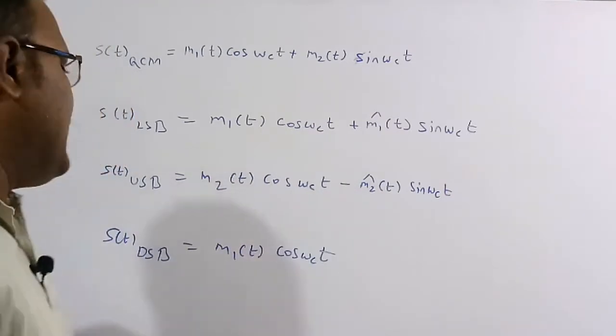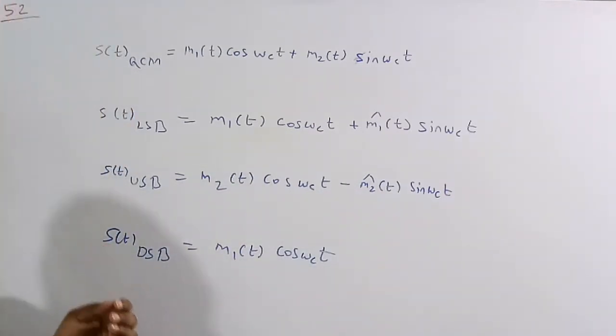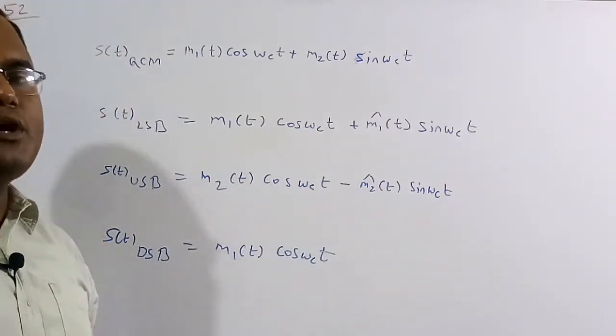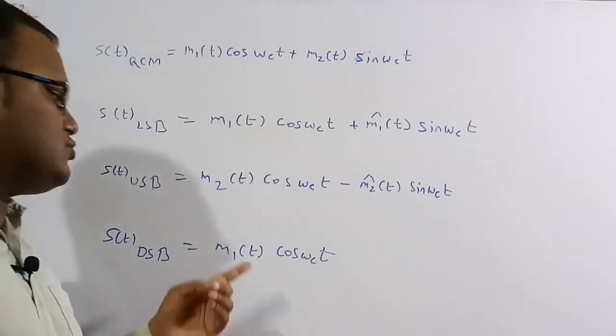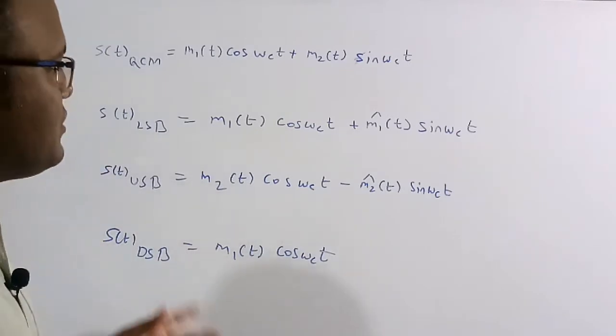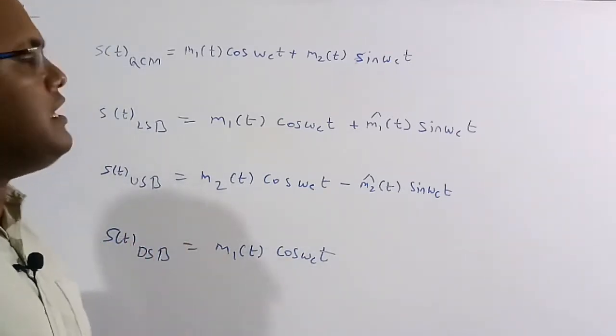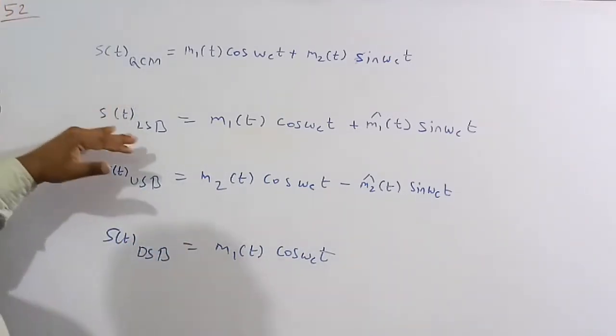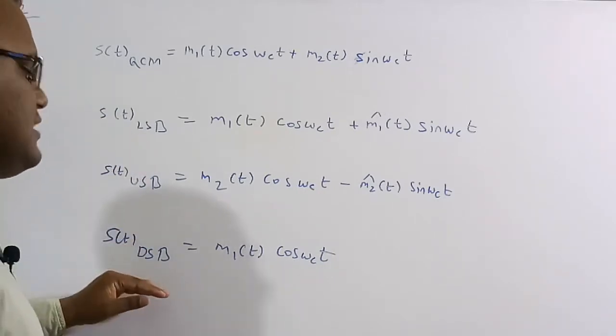So for the upper sideband we have to keep negative, and for the lower sideband we have to keep positive. Similarly, the DSB, S of t DSB, is nothing but the product of the message signal and the carrier signal. The message signal is M1 of t and the carrier signal is cos omega ct. So these are the standard expressions for quadrature carrier modulation: lower sideband, upper sideband and dual sideband. Now we are going to solve the 53rd question.